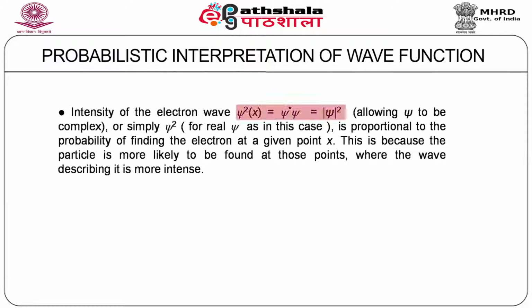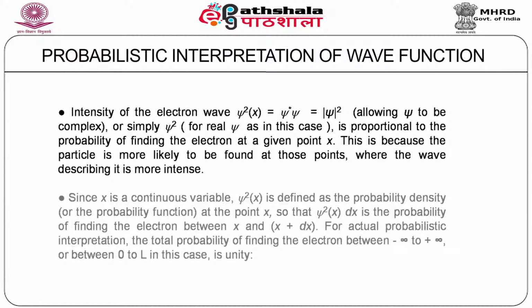Here ψ is real, so you don't have to write ψ*ψ. ψ² describes the intensity of the wave. So I'm repeating that, this is because the particle is more likely to be found at those points where the wave describing it is more intense. Since x is a continuous variable, ψ²(x) is defined as the probability density, also called the probability function, at the point x, so that ψ² dx is the probability of finding the electron between x and x + dx.